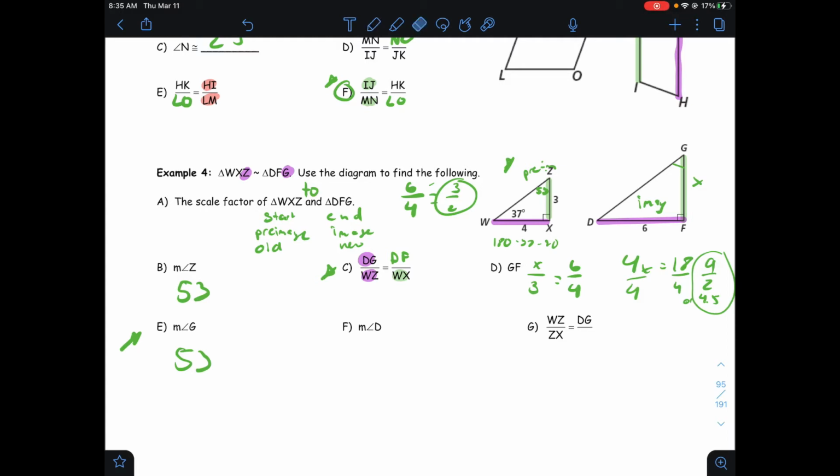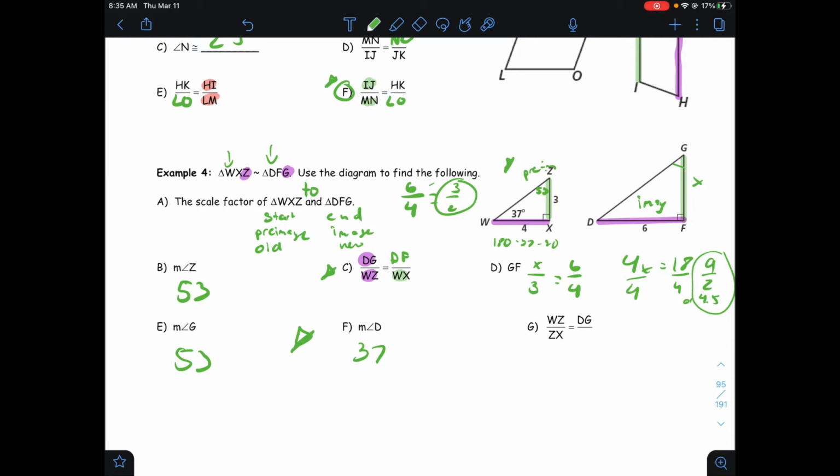Now I want you to go ahead and find the measure of angle D. Figure out what angle from the pre-image corresponds with angle D and what the value of that is. So D corresponds with W. W is 37, so D has to be 37.